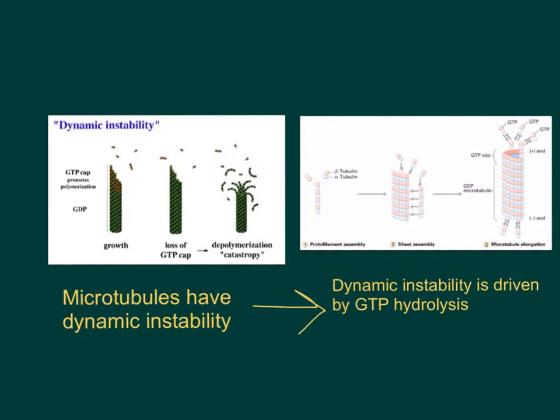Dynamic instability is driven by GTP hydrolysis. Each free tubulin dimer has one GTP molecule that binds to beta tubulin. This hydrolyzes the GTP to GDP.